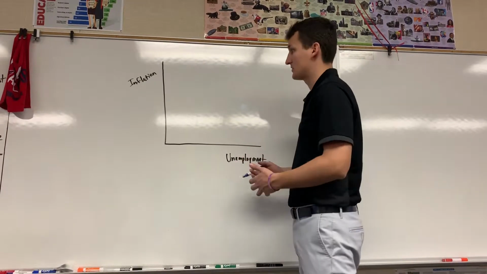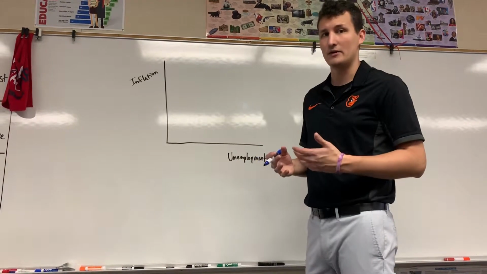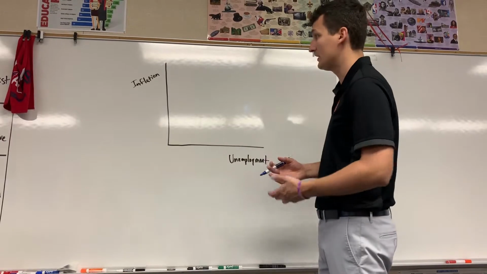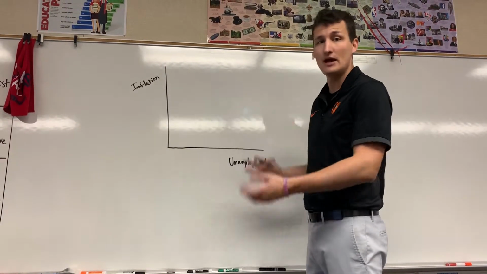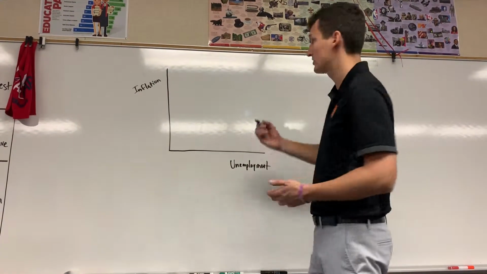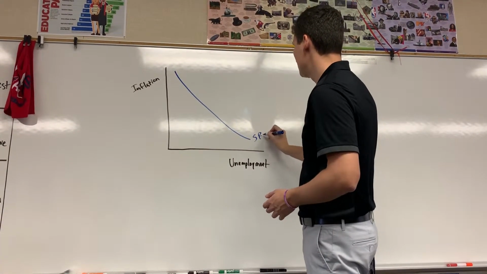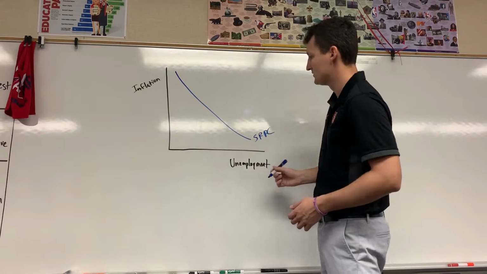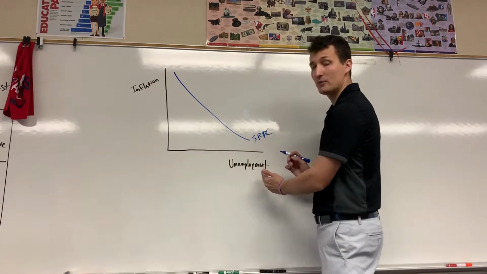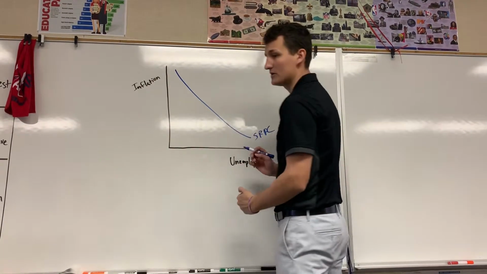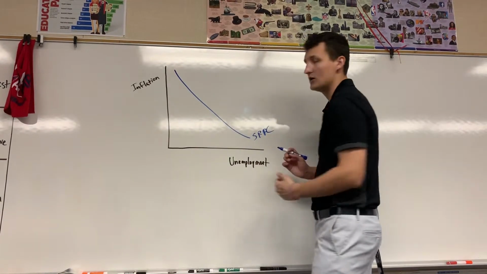So let's talk about the Phillips curve. The Phillips curve is a very important economic model that really only shows us one thing and one thing only, and that's the relationship between inflation and unemployment. Now, the short run Phillips curve is represented by a downward sloping curve that shows us this inverse relationship. So we understand that as unemployment increases, inflation decreases, and as inflation increases, unemployment decreases.